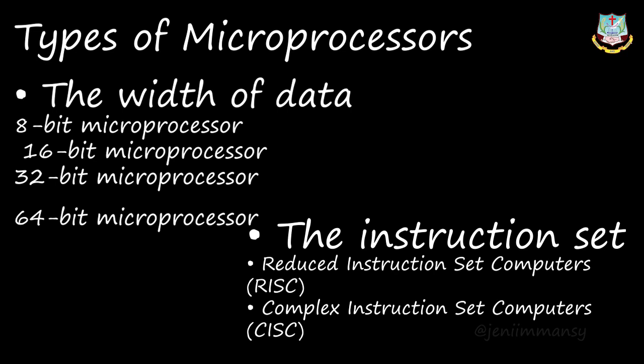Okay, so these are the examples of RISC and CISC processors, and based on the data width we have seen the types of microprocessor. They are 8-bit microprocessor, 16-bit microprocessor, 32-bit microprocessor, 64-bit microprocessor, right? And then we have seen the classifications of microprocessor, and now we are going to move on to know about the memory devices.